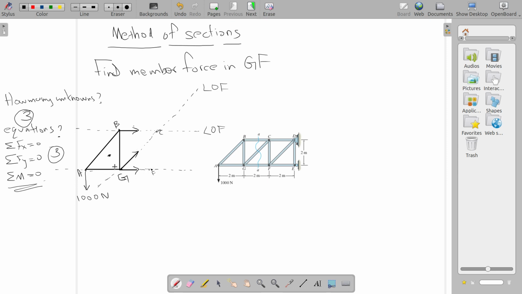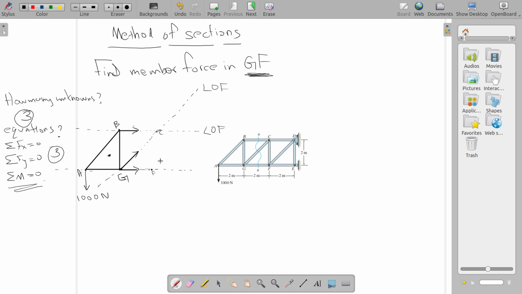If you choose G, both GF and GC are passing through this point. So those forces will not be there in the equation, because the perpendicular distance between the line of action of these forces and this point is 0. So the only unknown remaining will be BC, right? Wonderful. So you will get member force BC in one step. BC will be the only unknown in the equation. But in the question you are not being asked to calculate BC, you are being asked to calculate GF.